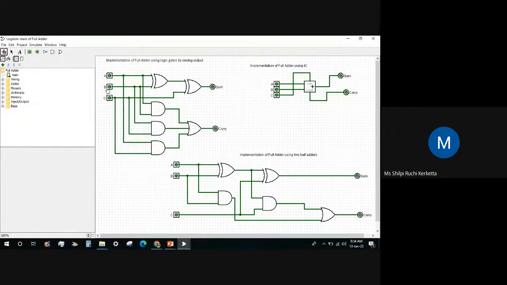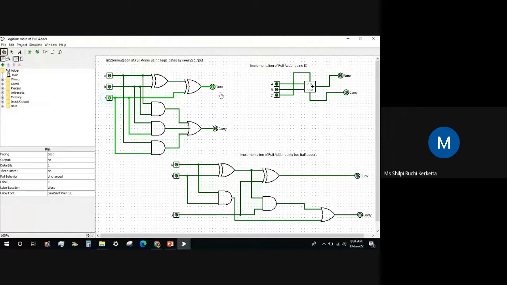So if we get 0, 0, 0, the sum is 0 and the carry is also 0. If we do 0, 0, 1, the sum is 1 and the carry is 0. If we do 0, 1, 0, then only one 1 is there. So the sum is 1 and the carry is 0. And if we do 1, 0, 0, only one 1 is there, so the sum should be 1 and the carry should be 0.